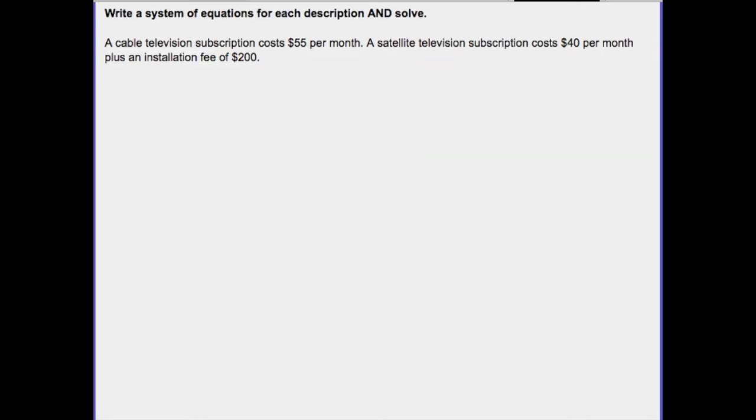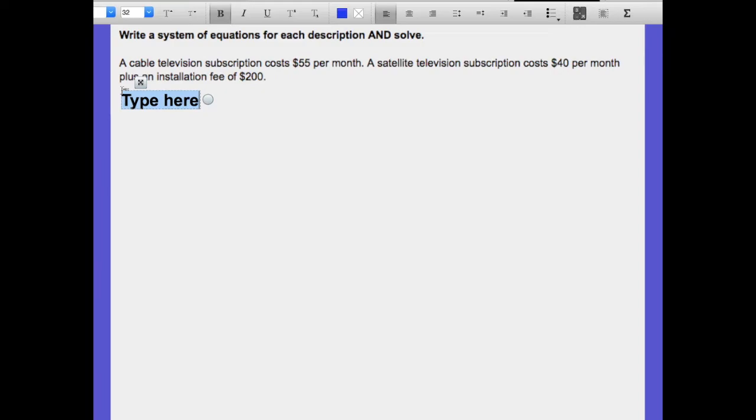All right, we have a couple of word problems here too. This first one says a cable television subscription costs $55 a month. A satellite television subscription costs $40 per month plus an installation fee of $200. All right, so I need to define my variables here. So I'm going to have x equals number of months. This is going to help me understand the problem better. And y equals our cost.